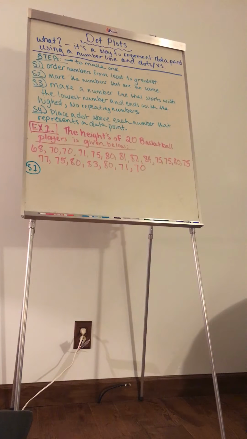So we're going to move on now. We've talked about mean, median, mode, and range, and we're going to move on to different ways to represent data, different kinds of plots over the next few days. Today we're going to do dot plots. And it is what it sounds like. It's a way to represent data points using a number line and dots or X's.